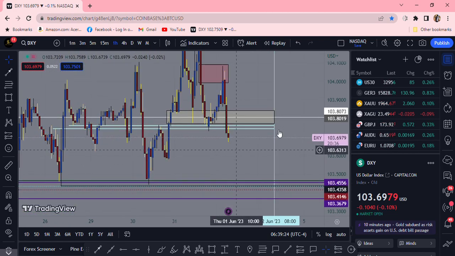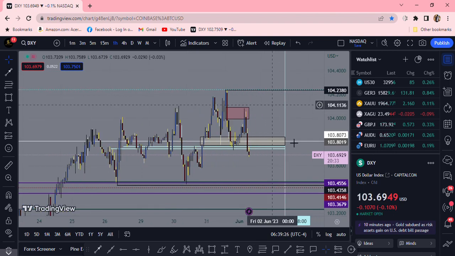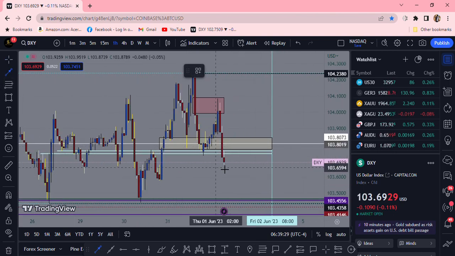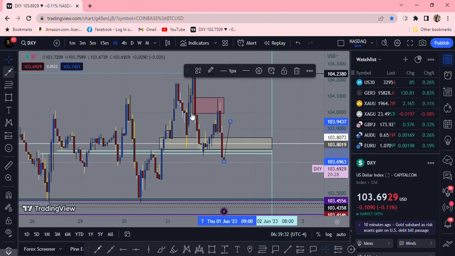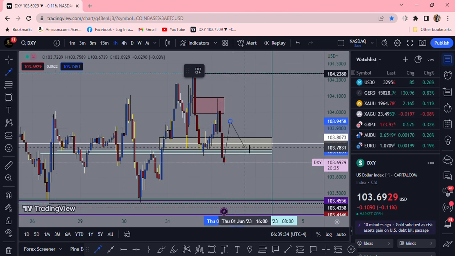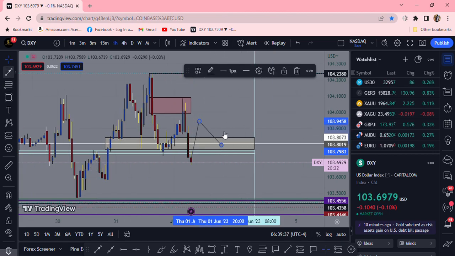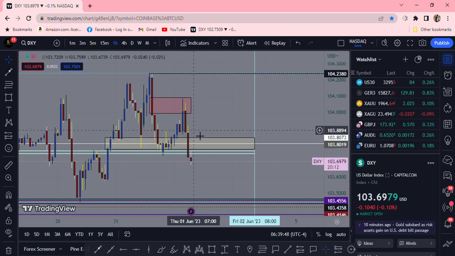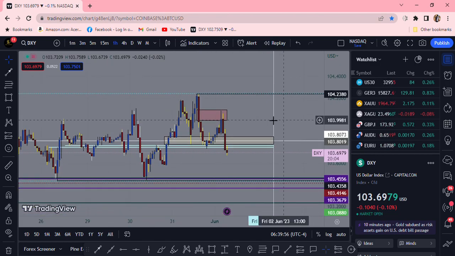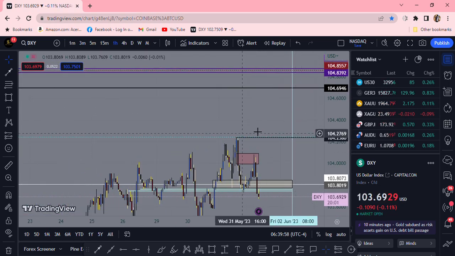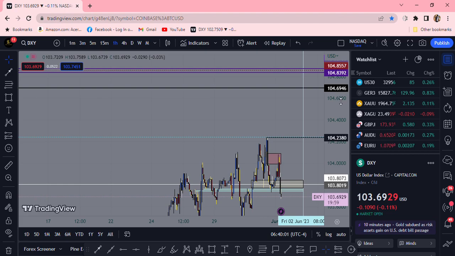If something happens like this, and then tomorrow by the London session we come back here, then we can anticipate the dollar to go up. That's the only way I'll see the dollar being bullish tomorrow. If we come and break this, and close above this candle, then tomorrow I can anticipate the dollar to be bullish and we can take out this and go to 104.69.